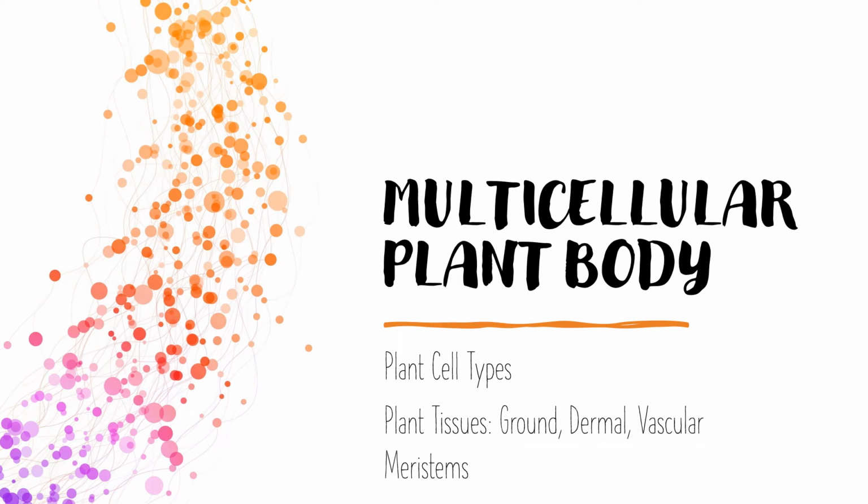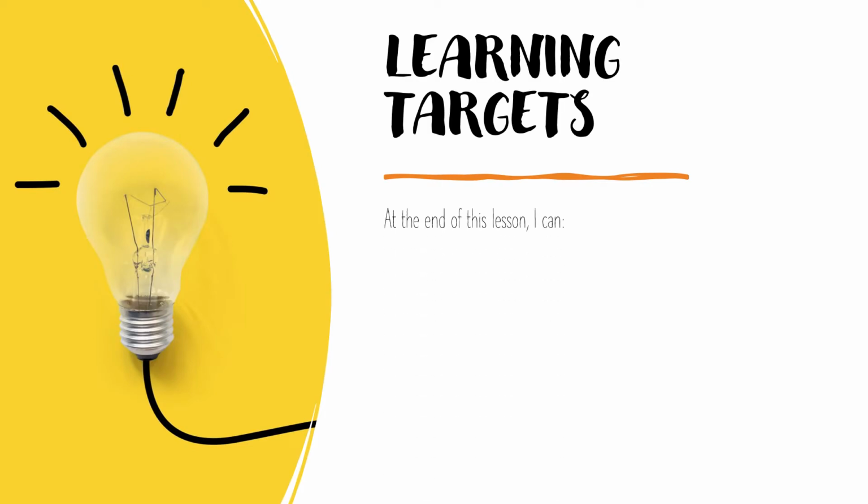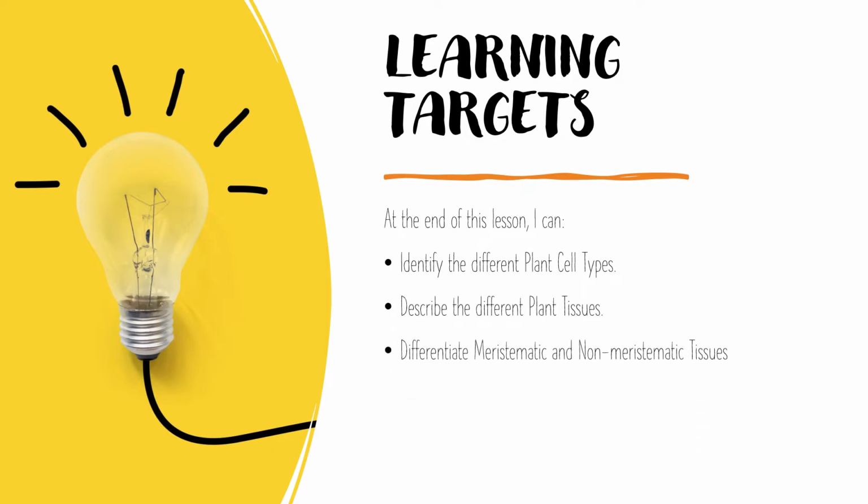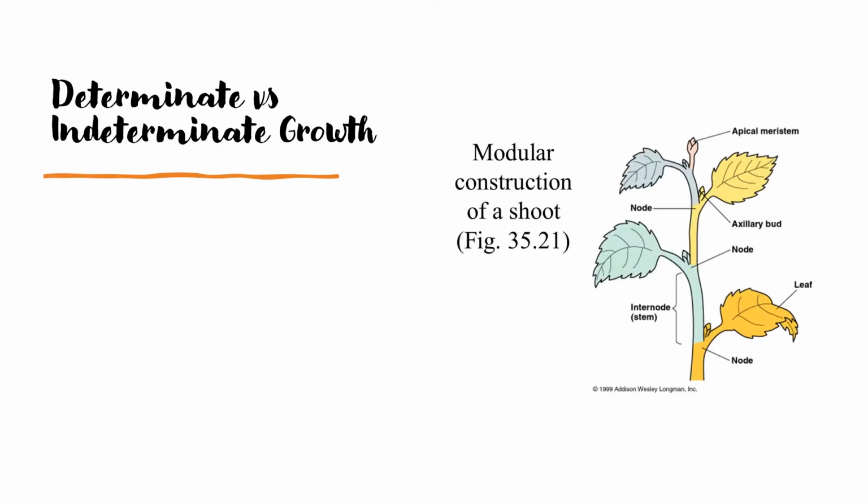Our next topic for today will be the meristems. So again, at the end of this lesson, hopefully you'll be able to identify the different plant cell types, describe different plant tissues, differentiate meristematic and non-meristematic tissues, and explain how different plant tissues aid in growth and development of the plant.